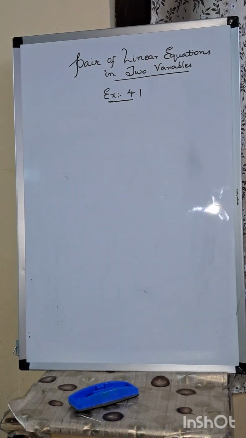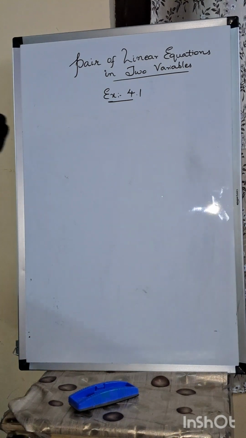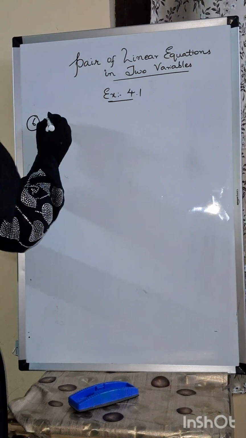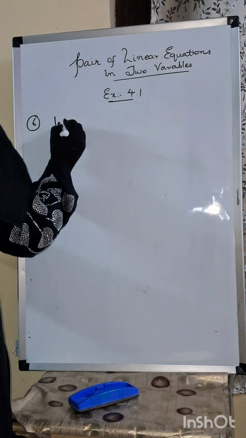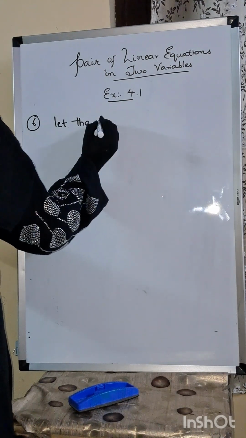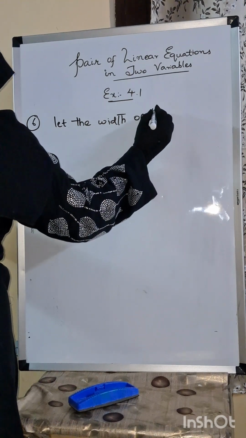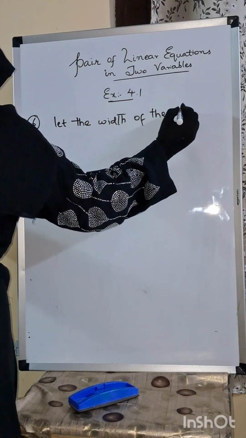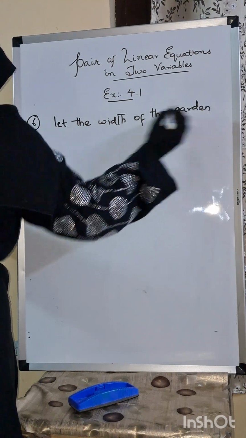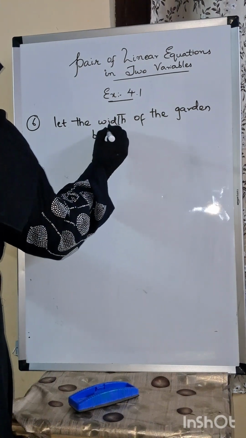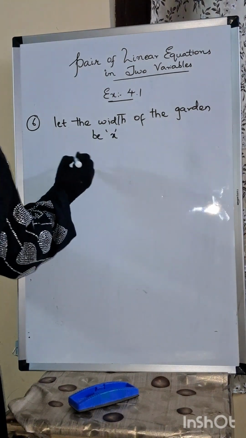Your next question is question number 6. Half the perimeter of a rectangular garden is 36 meters. If the length is 4 meters more than its width, then find the dimensions of the garden. So first what we have to do, let the width of the garden be x. Okay, then its length is what?